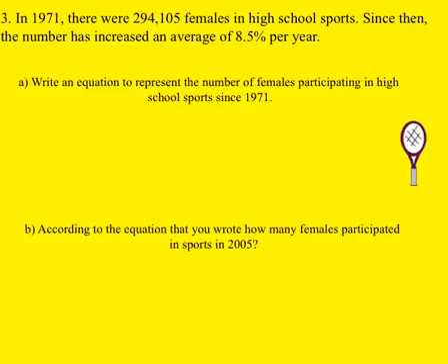Alright, in 1971, there were 294,105 females in high school sports. Since then, the number has increased an average of 8.5% per year. Write an equation to represent the number of females participating in high school sports since 1971.